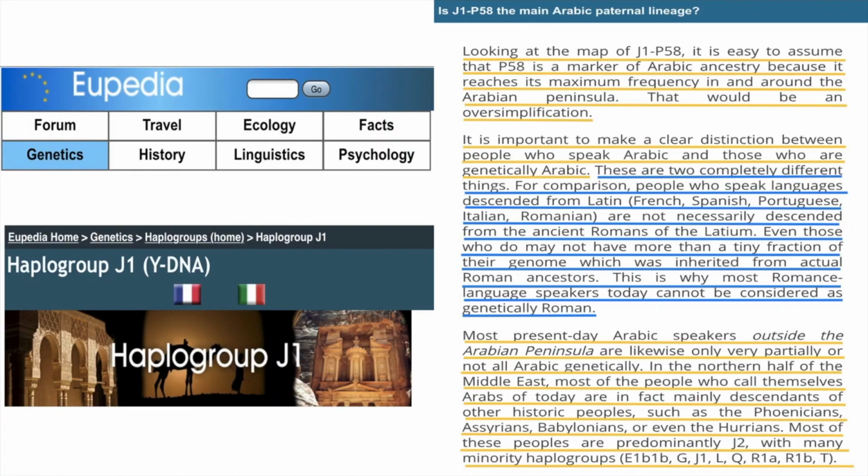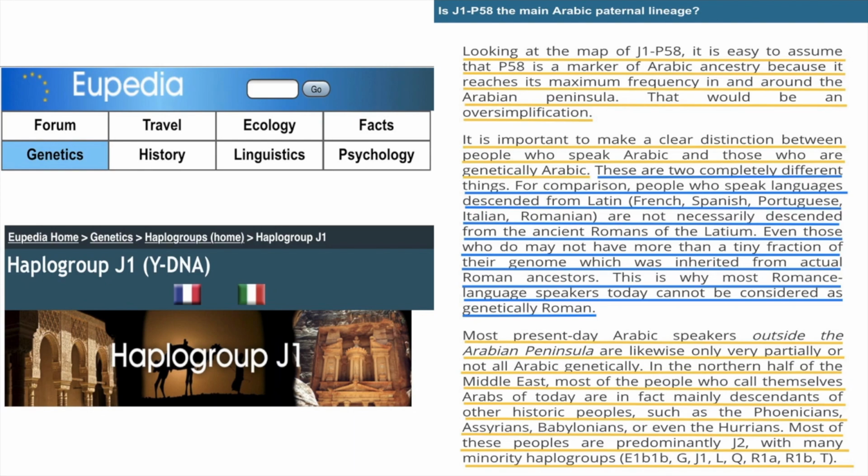This is from haplogroup J1, Eupedia. This is going to do exactly what I said about adoption. It says, looking at the map of J1-P58, it is easy to assume that J-P58 is a marker of Arabic ancestry because it reaches its maximum frequency in and around the Arabian Peninsula. But that would be an oversimplification. It is important to make a clear distinction between people who speak Arabic and those who are genetically Arabic. These are two completely different things.